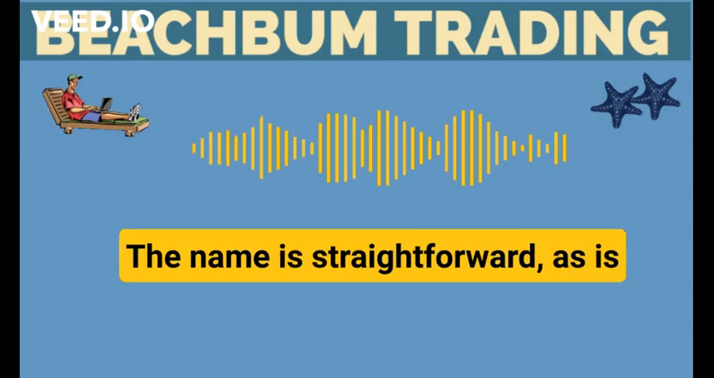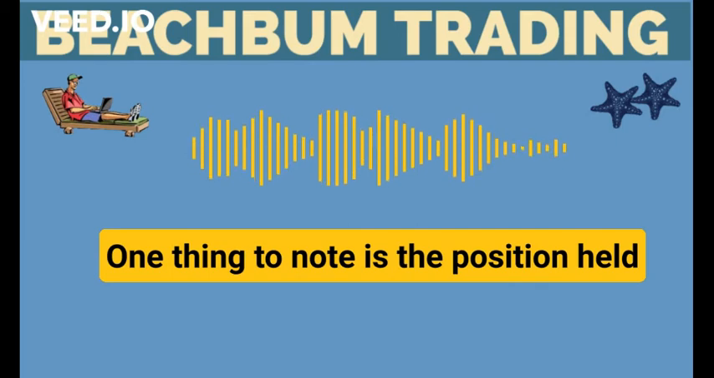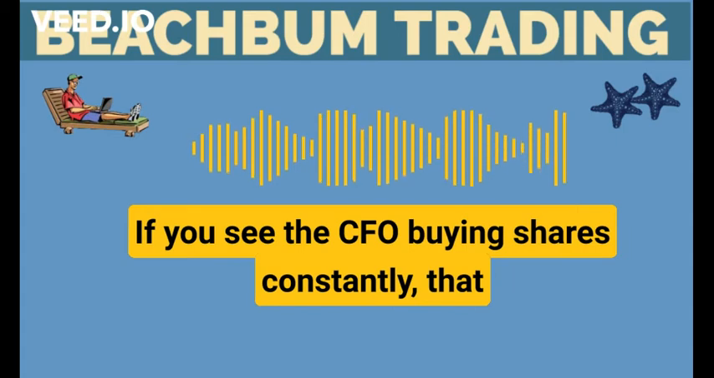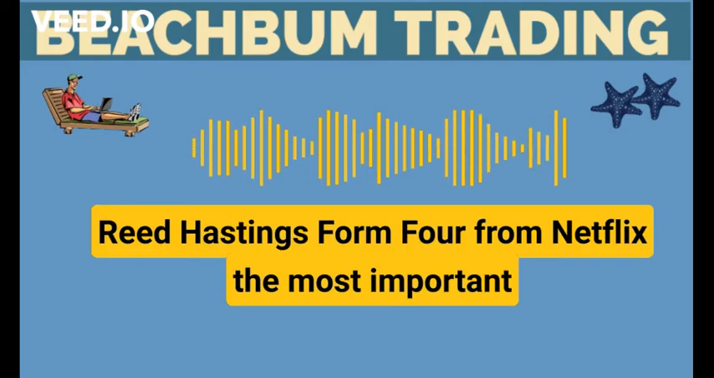The name is straightforward, as is the date of the transaction. One thing to note is the position held by the person buying or selling the shares. If you see the CFO buying shares constantly, that could mean he believes in the company's financial strength. Reed Hastings' Form 4 from Netflix.